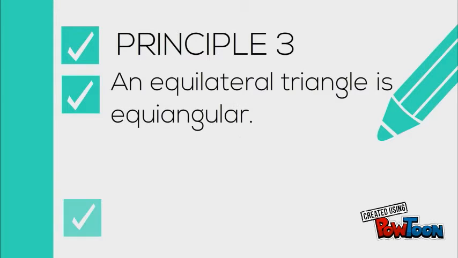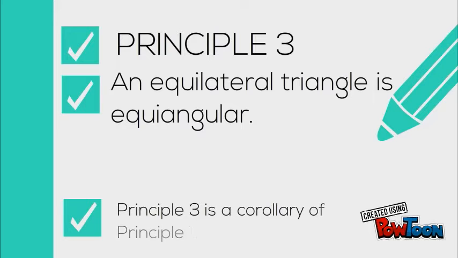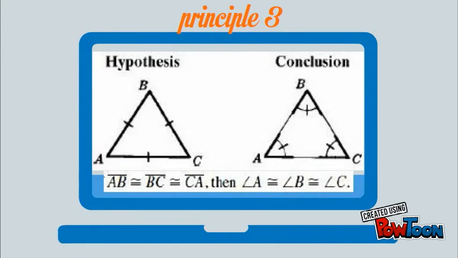Principle 3. An equilateral triangle is equiangular. Principle 3 is a corollary of principle 1. This is the example of principle 3. Lines AB, BC, and CA are congruent, so angle A, angle B, and angle C are congruent.